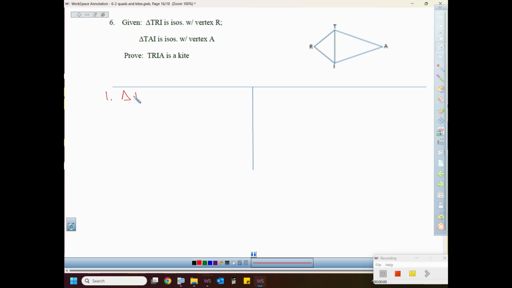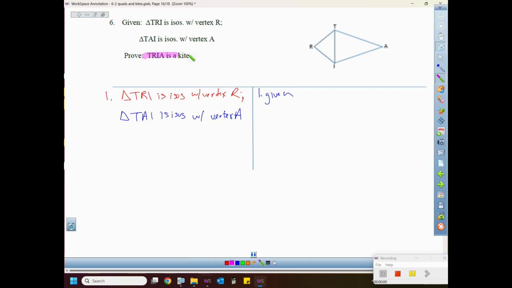So we're given triangle TRI is isosceles with vertex R. Cool. So they gave us an isosceles triangle here. They also gave me triangle TAI is isosceles with vertex A. So cool, they gave me 2 different isosceles triangles. Well, we know a lot about isosceles triangles. We can either get some sides the same or we can get some angles the same. They want us to prove that this shape right here, TRIA, is a kite.